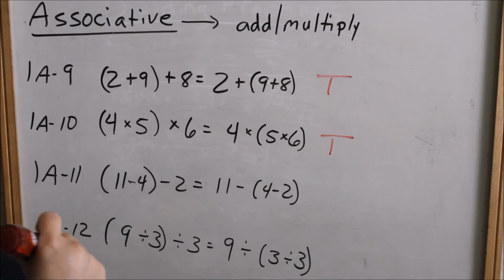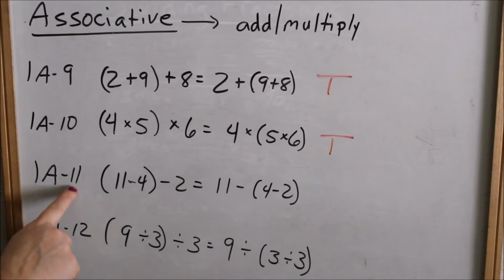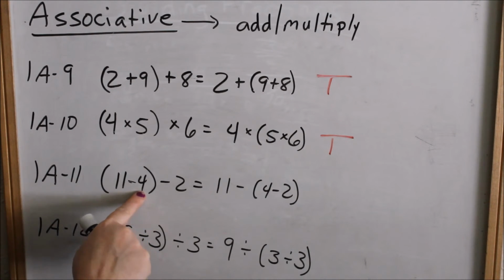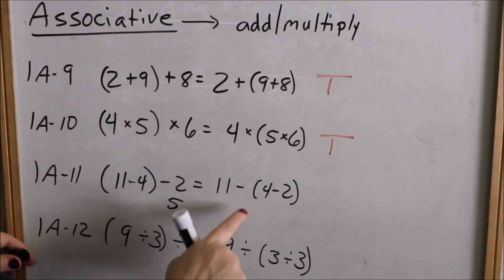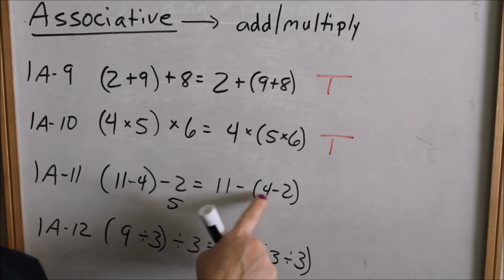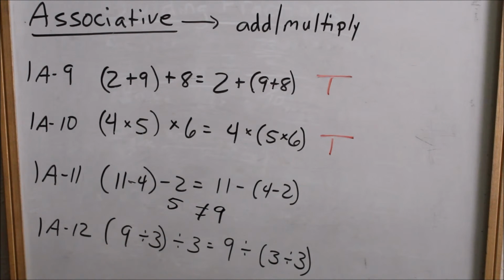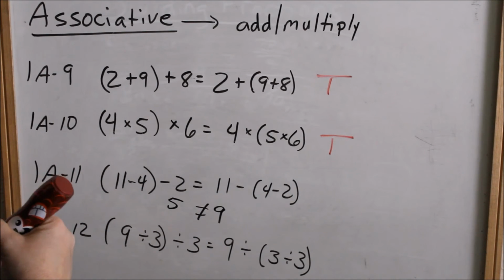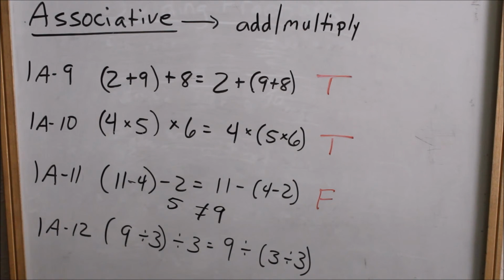Okay, I'm going to show you that you cannot use associative property with subtraction or division. Looking at this next problem, doing the parentheses first. 11 minus 4 is 7, then 7 minus 2 is 5. This side equals 5. Doing the parentheses first, 4 minus 2 is 2. 11 minus 2 is 9. 5 does not equal 9. This statement written out is not true. That is a false statement, which proves you cannot do subtraction with associative.